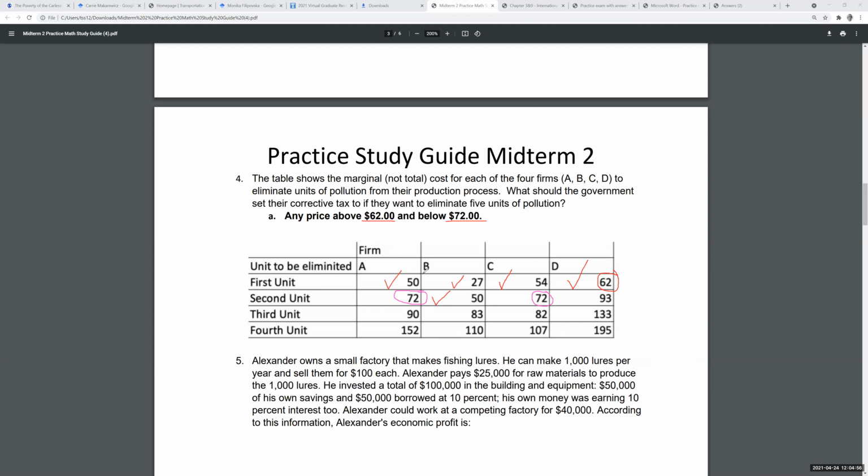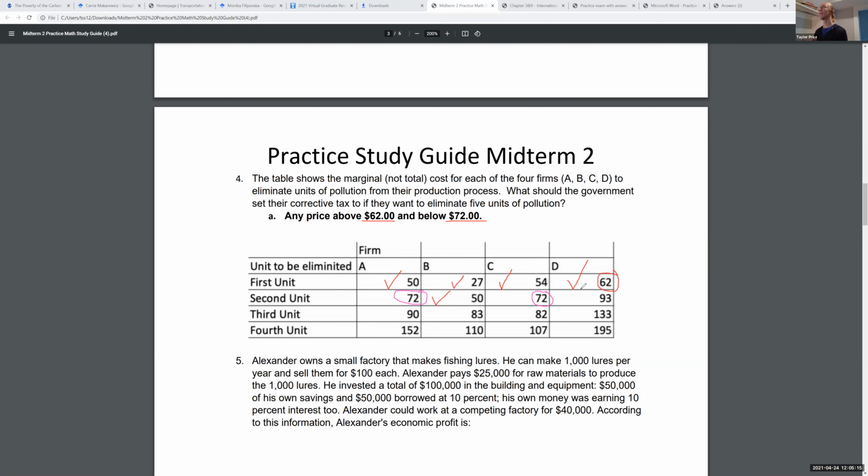So I'm a little confused. Can you explain how those first 3 units of pollution, they're all below $62? And so the question's saying any price above $62 and below 72, but how would that encompass those other 3? Yeah, that's a good question.